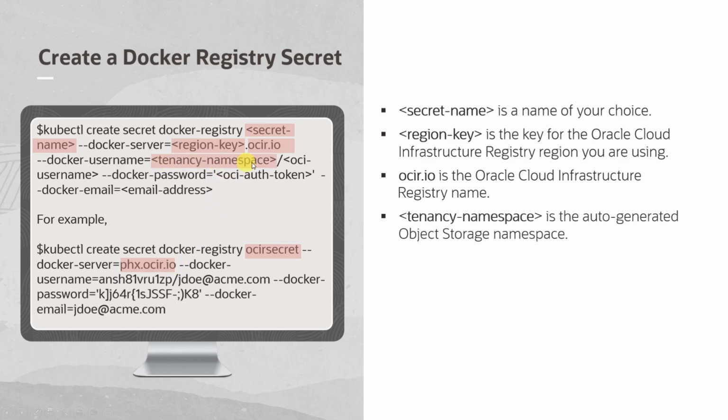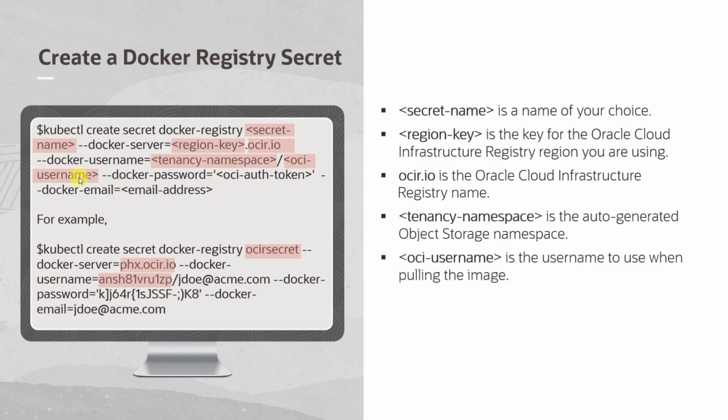Next is the tenancy namespace. It is the auto-generated object storage namespace for your tenancy. You can find this information in your tenancy information page under your user profile settings. Make a note that the object storage namespace can be a random string, and for some older tenancies, the namespace string might be the same as the tenancy name in all lowercase letters.